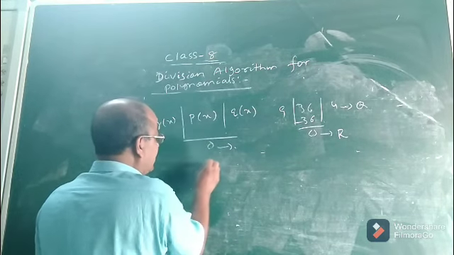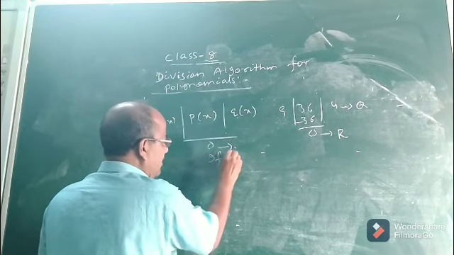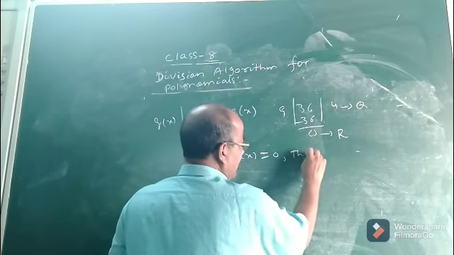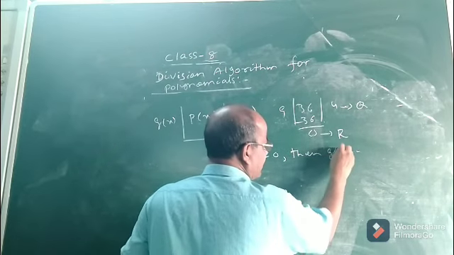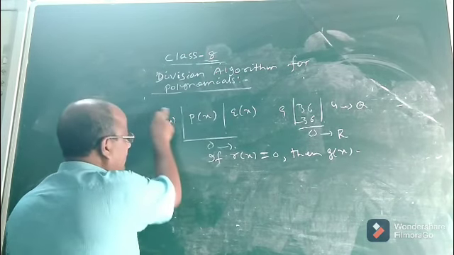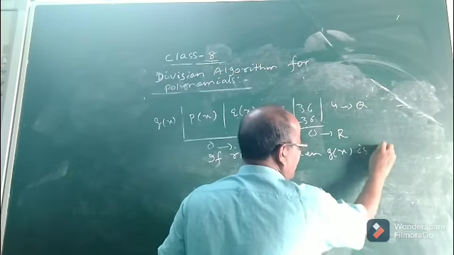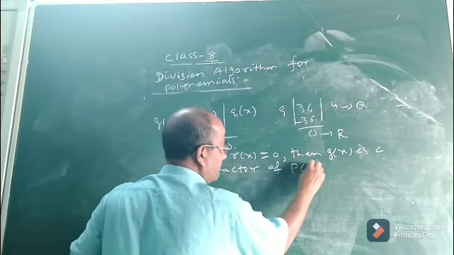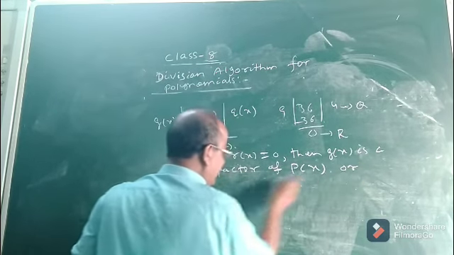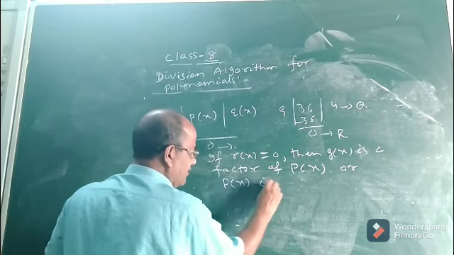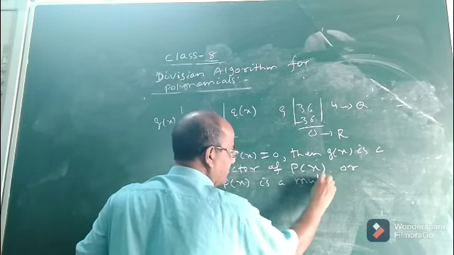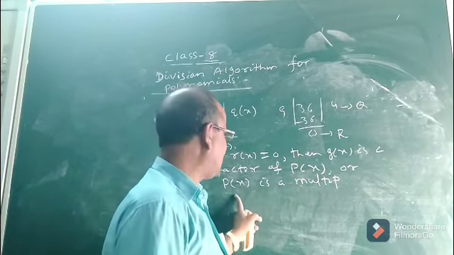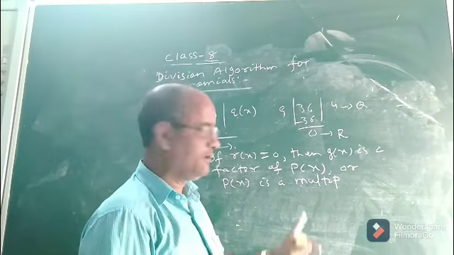If the remainder is 0, we say that, if r of x means the remainder, if r of x is 0, then we say that g of x, this divisor, which is a polynomial, is a factor of p of x. Or we can say p of x is a multiple of g of x. Same condition. If g of x is a factor of p of x, that means p of x must be a multiple of g of x.